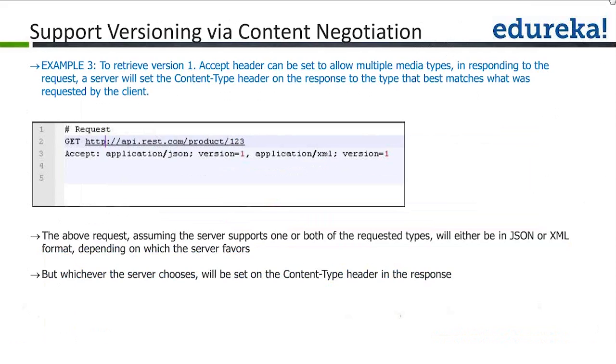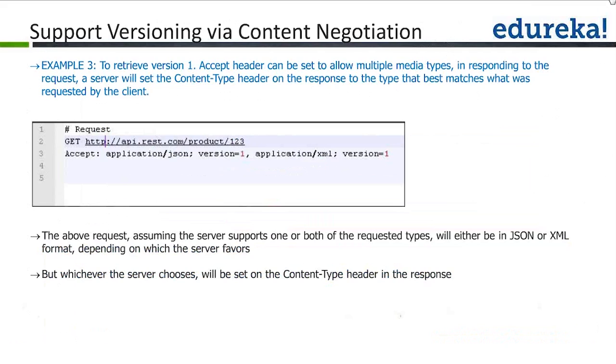Example 3. Now we have more examples. I remember one of you, maybe Kamal or Raghu, asked me this question some time back. Example 3 says to retrieve version 1, the accept header can allow multiple media types. So now what this client is saying is that I can accept application JSON of version 1, and I also have the capability to accept application XML of version 1. So I can accept both, right?